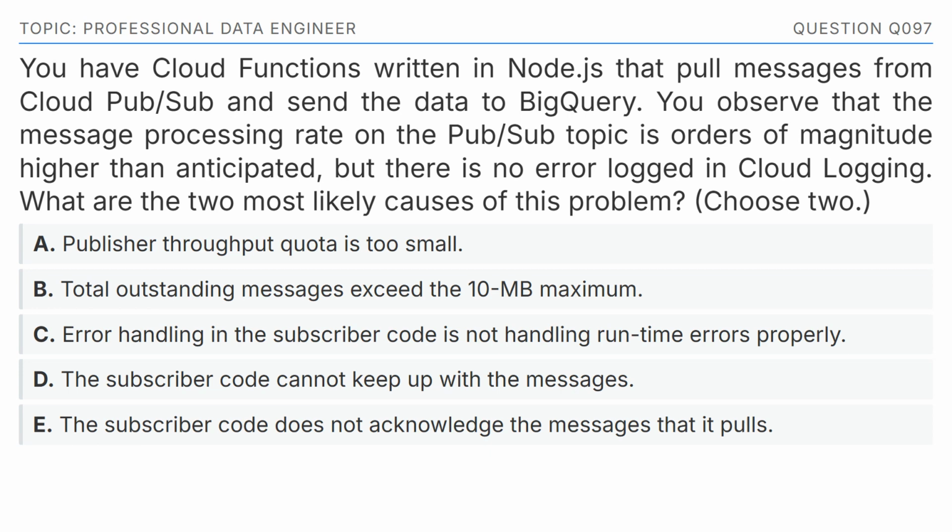Choose 2. The options are: Option A, publisher throughput quota is too small. Option B, total outstanding messages exceed the 10 megabytes maximum. Option C, error handling in the subscriber code is not handling runtime errors properly. Option D, the subscriber code cannot keep up with the messages. Option E, the subscriber code does not acknowledge the messages that it pulls.